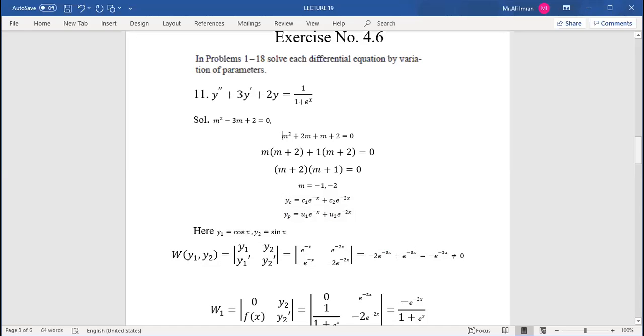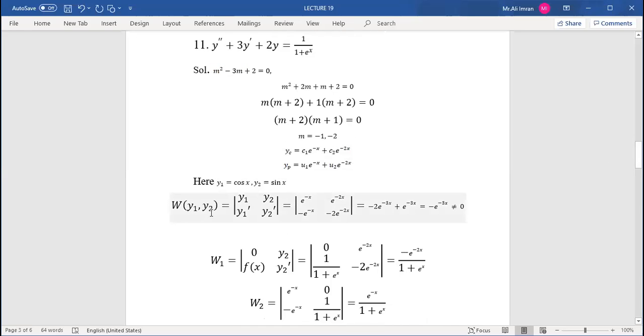First, we will determine the Wronskian, and the Wronskian is a function of y1 and y2: y1, y1 prime, y2, and y2 prime. The value of y1 is e power minus x, and its derivative will be minus e power minus x. y2 is equal to e power minus 2x, and its derivative will be minus 2 e power minus 2x. If we determine this determinant, we will get minus e power minus 3x, which is never equal to 0. It means that we can determine the solution.